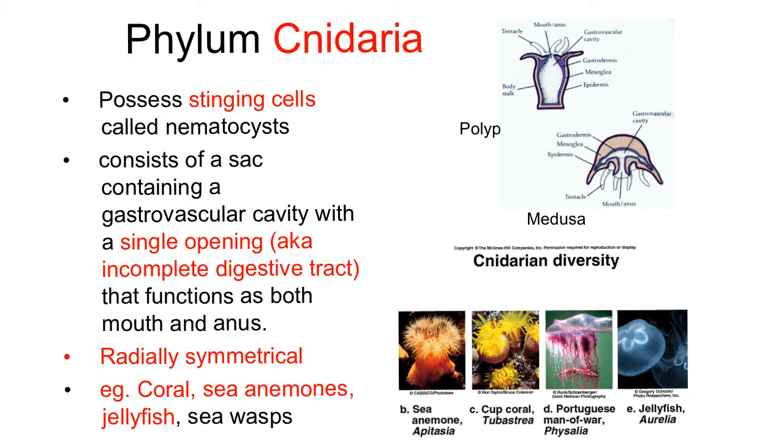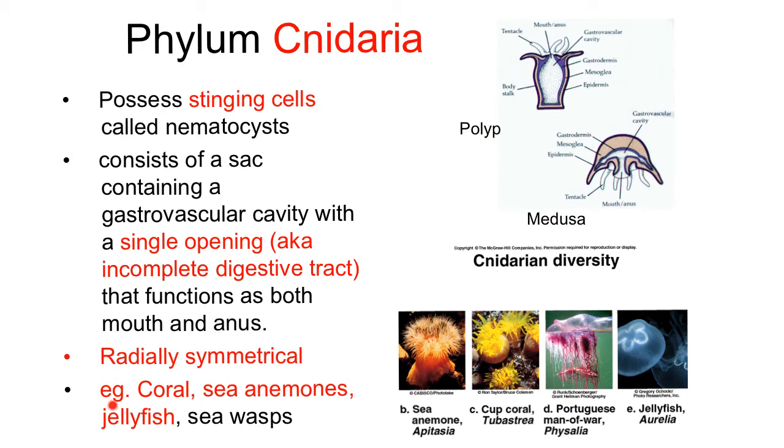While sponges had no germ tissues, so no actual tissues, our cnidaria have two tissues. They're going to have the ectoderm and the endoderm, so the inside and outside, but no mesoderm, no middle layer. So that germ layer that creates the muscles and the bones, that's not going to exist in our happy little cnidaria. Now, because there is only one opening, that means that this creature has an incomplete digestive tract.